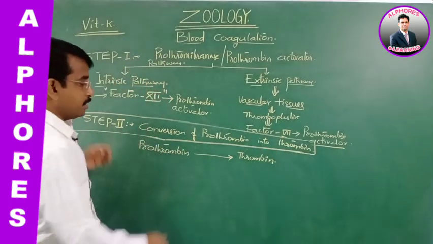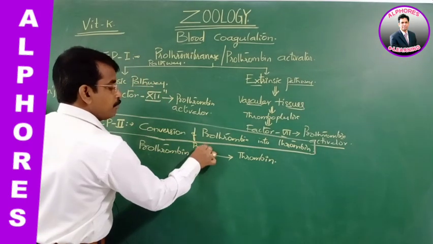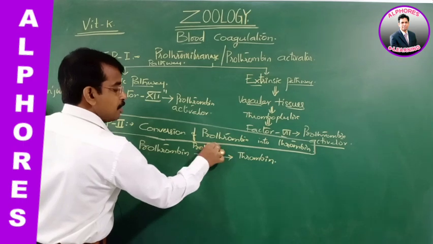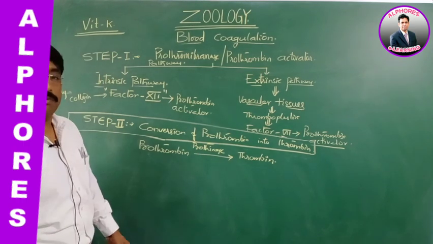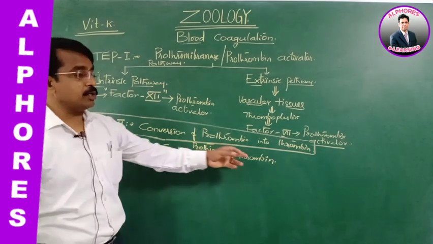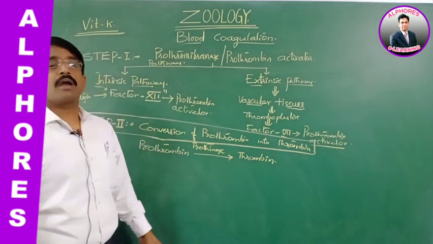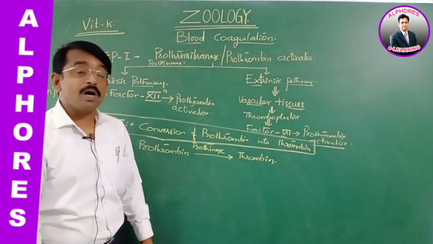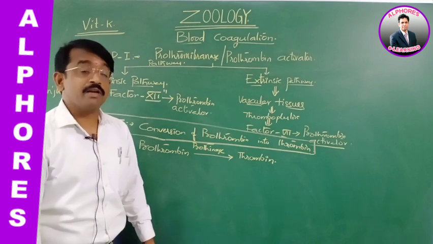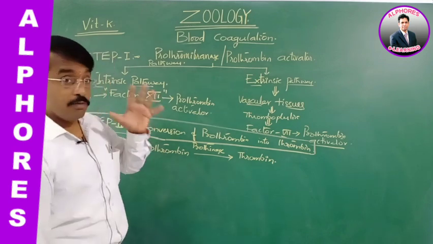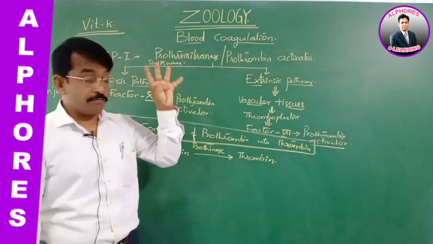Prothrombin into thrombin. In the presence of prothrombinase, or else prothrombin activator, it converts the prothrombin into thrombin, where calcium ions also play a vital role. Basically, calcium is an ion which comes under the fourth factor we have seen.